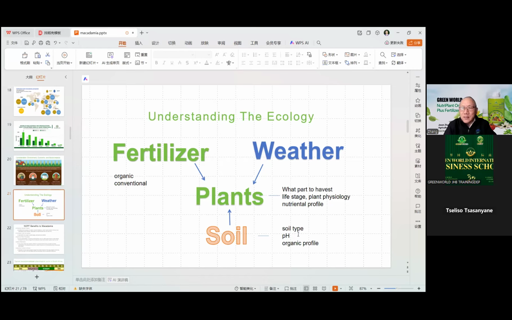For the plants, you need to know the plant's whole phenology, what time they start planting. In Africa, you have rainy season, dry season.